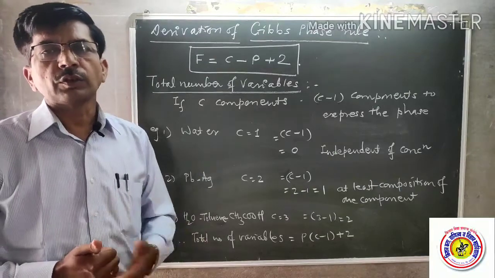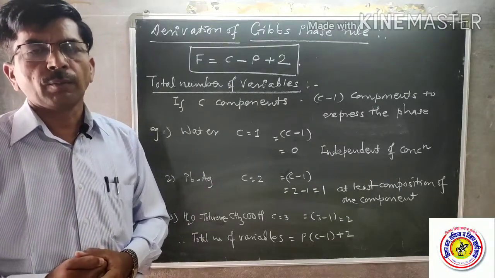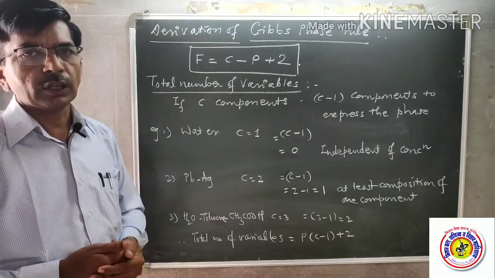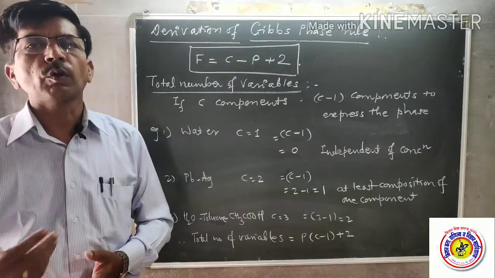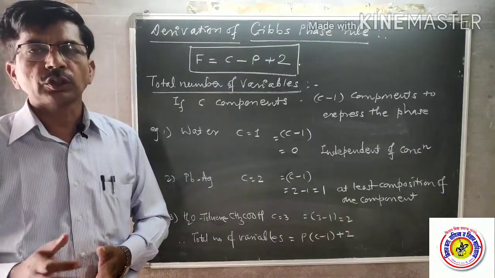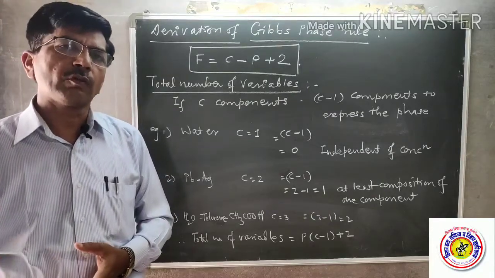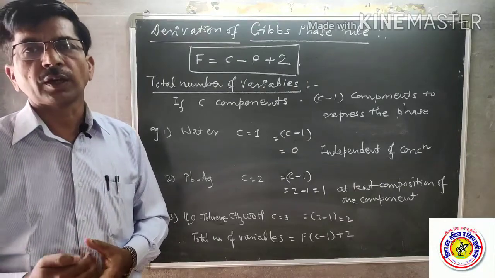The intention of this equation is to find out the number of degrees of freedom. The number of degrees of freedom is nothing but the difference between the total number of variables and the total number of non-variables. So this is a simple subtraction between the total number of variables and the total number of non-variables or equations. Now first we calculate the total number of variables.